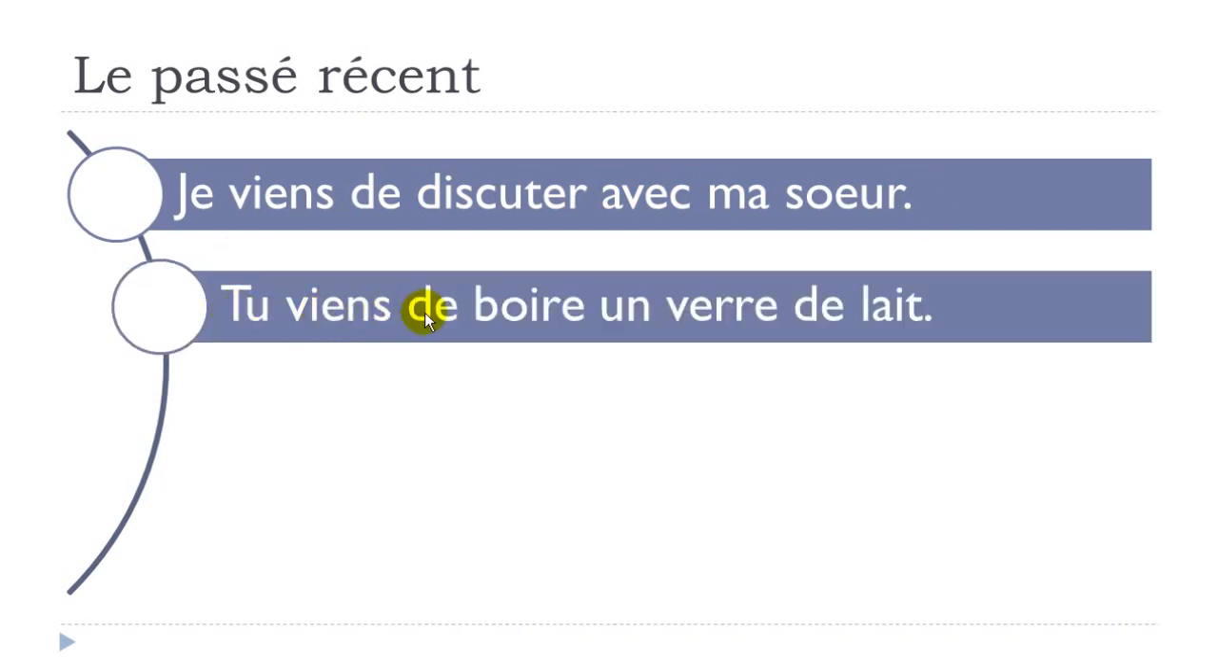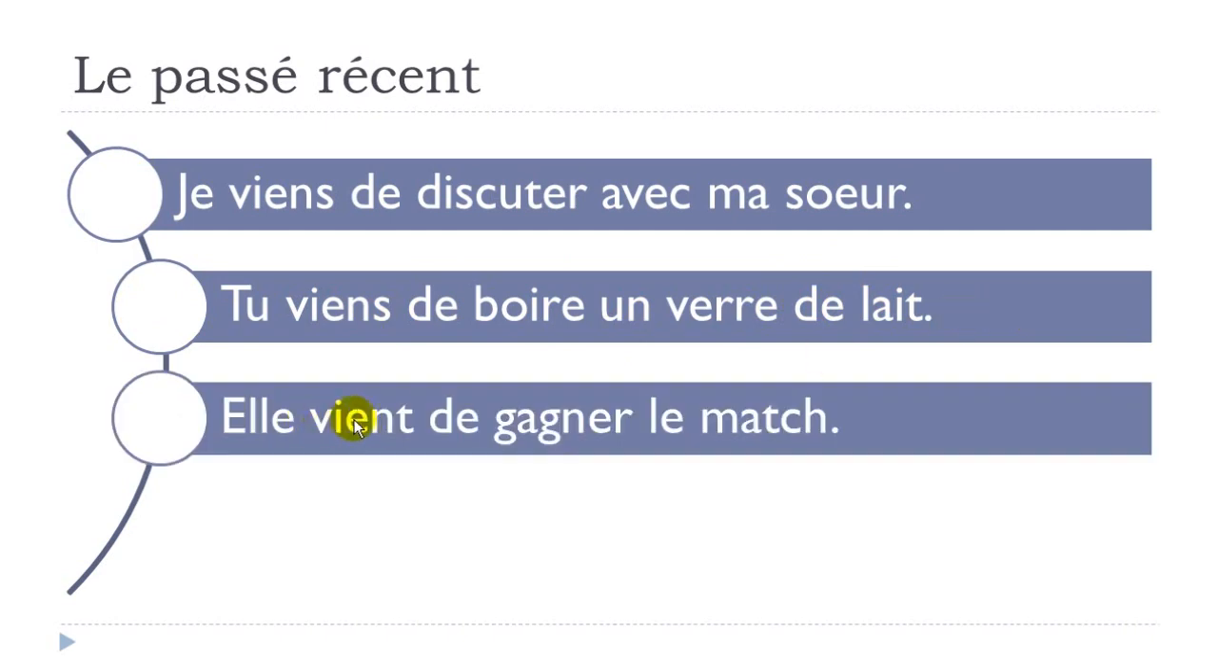Tu viens de boire un verre de lait. Boire, to drink, un verre de lait, of milk. D'accord? Tu viens de boire un verre de lait. Same thing here. It just happened. Elle vient de gagner le match. Gagner is to win. Le match, obviously, the match. Elle vient de gagner le match.